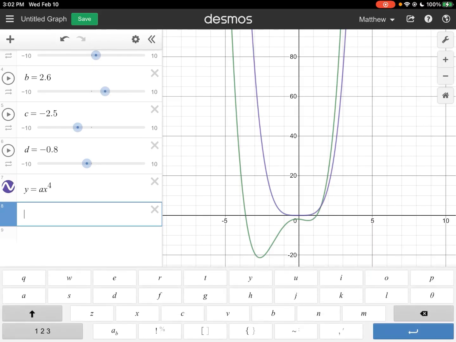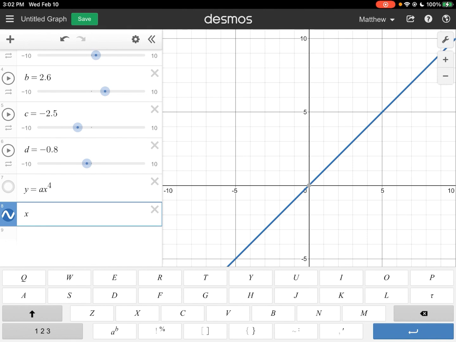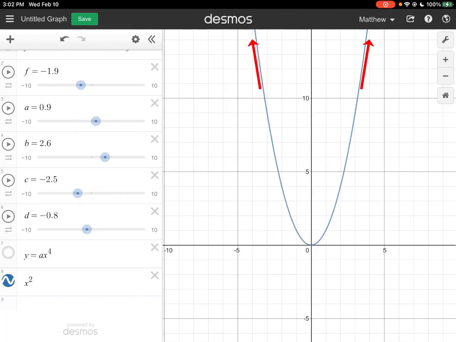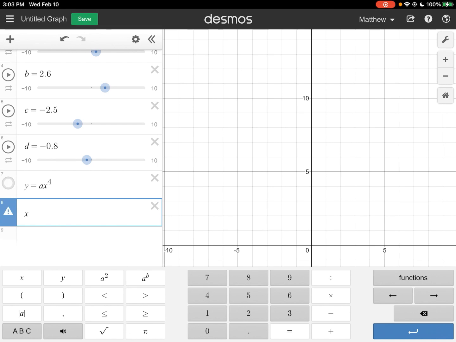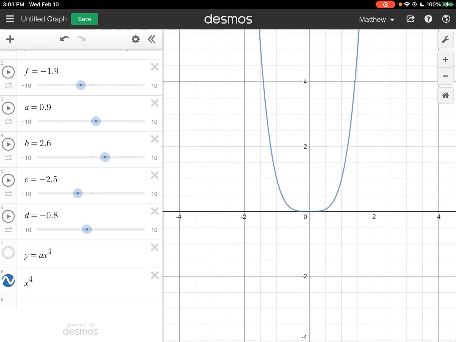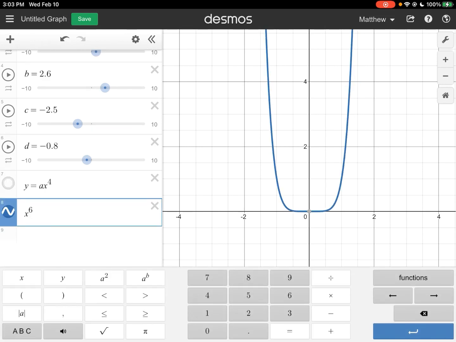Let's explore some very simple leading terms. And let's do a familiar function, x squared. It's an even degree polynomial, and both ends go up. If I change that to a 4th degree, this is no longer considered a parabola. It still makes a cup shape though, and both ends still go up. If I do x to the 6th, both ends go up. X to the 8th, and both ends still go up, etc.